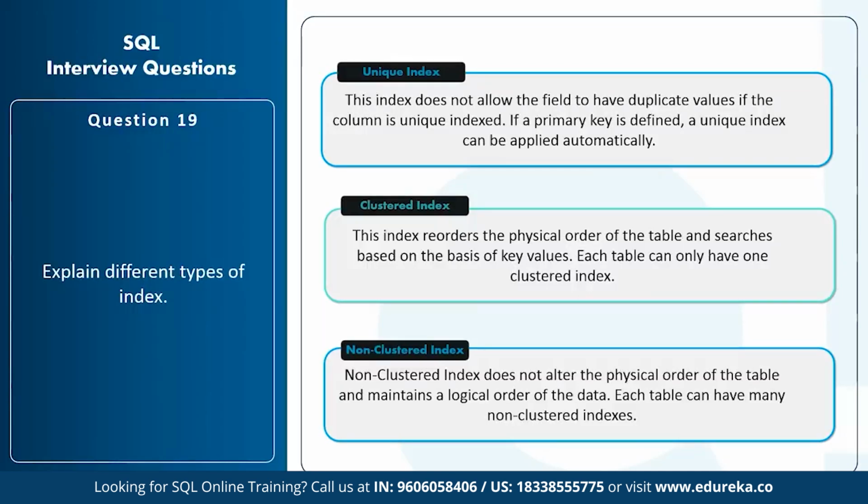Now moving to the clustered index. The clustered index basically reorders the physical order of the table and searches on the basis of key values. So each table can have only one clustered index. Coming to the third type of index, that is the non-clustered index. The non-clustered index does not alter the physical order of the table and maintains a logical order of the data. So each table can have many non-clustered indexes, right? So basically, guys, there are three types of indexes that you need to explain: the unique, the clustered, and the non-clustered index.